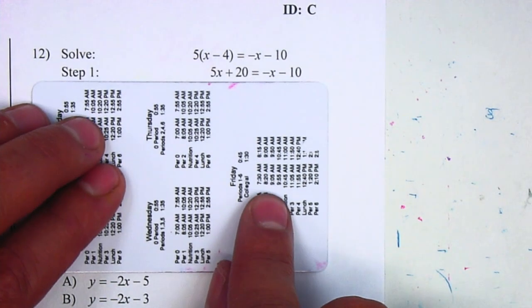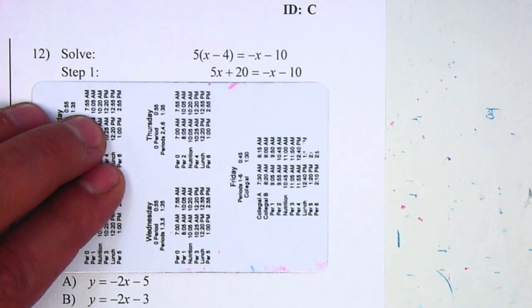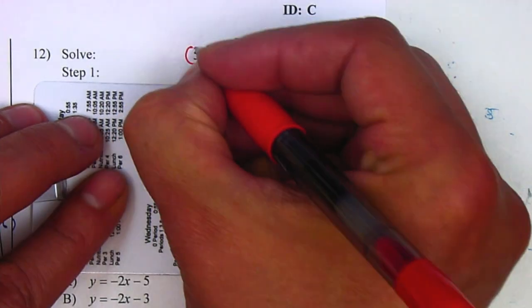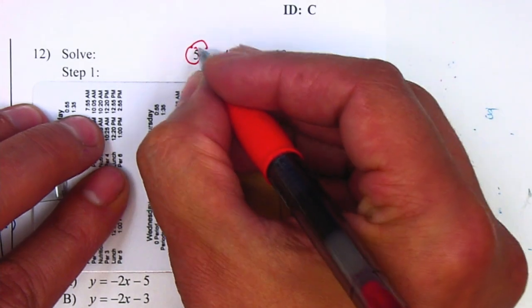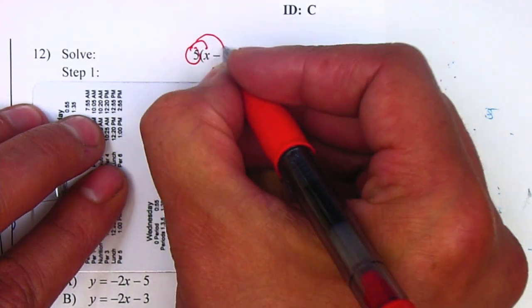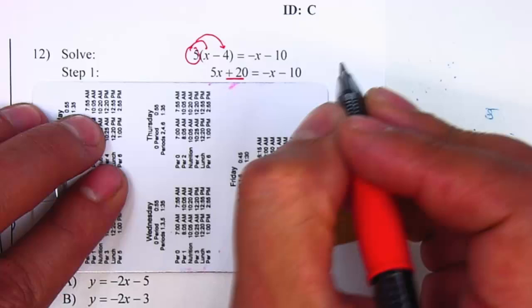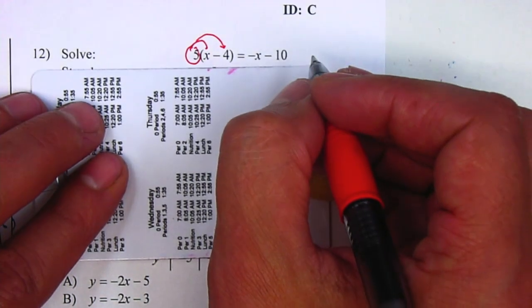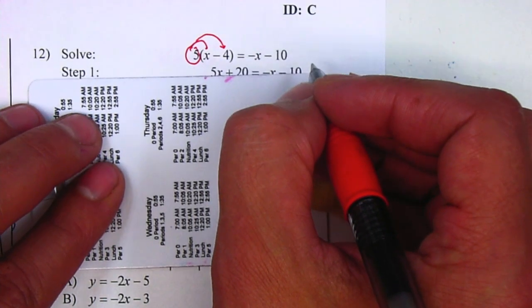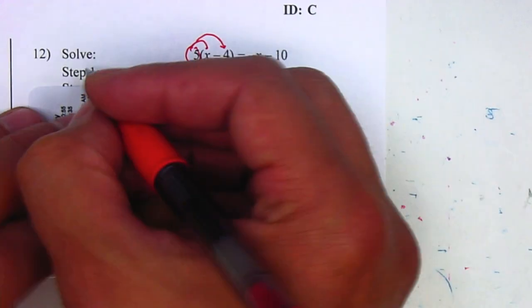From step 1 to step 2, you want to ask yourself, okay, what did they do wrong? 5 times x is 5x. That's right. 5 times negative 4 is negative 20. So notice that in here, they haven't done anything wrong. Step number 1 is the one that is incorrect.